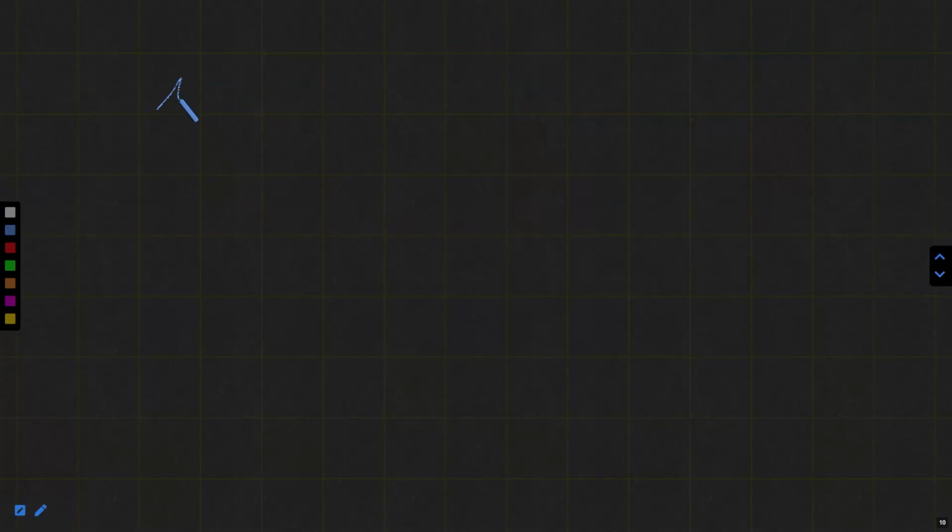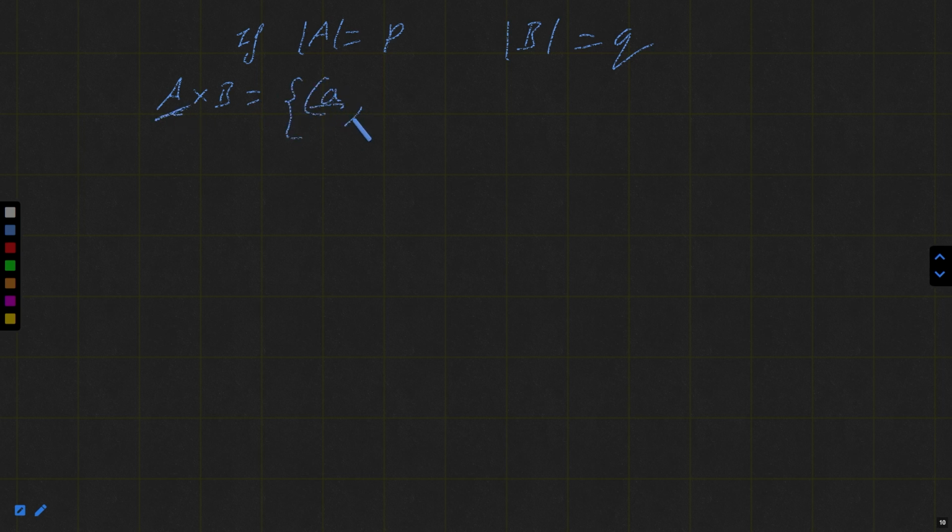Now, as we know, in A cross B, if the number of elements in set A is P and the number of elements in set B is Q, then A cross B will be what set? As you know, A cross B will be the set of pairs in which the first element comes from set A and the second element comes from set B. Now, if you try to construct this set, how will you start? You will start with the first element.